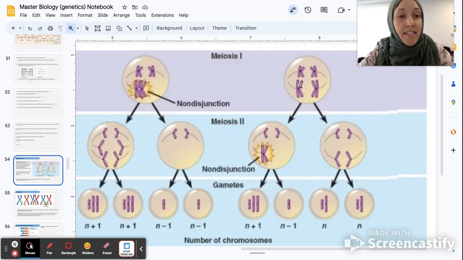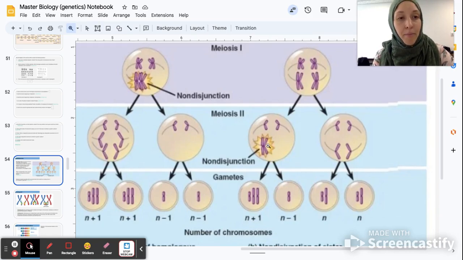Over here is the second case scenario where the homologous chromosomes split perfectly in meiosis 1, but then in meiosis 2, the sister chromatids fail to separate in one of the cells. When this happens, then we end up with 1 gamete that has an extra chromosome, one missing a chromosome, and then 2 normal gametes.